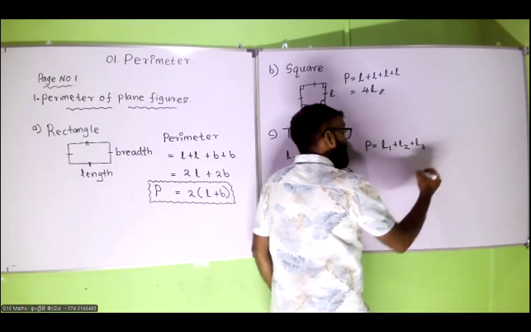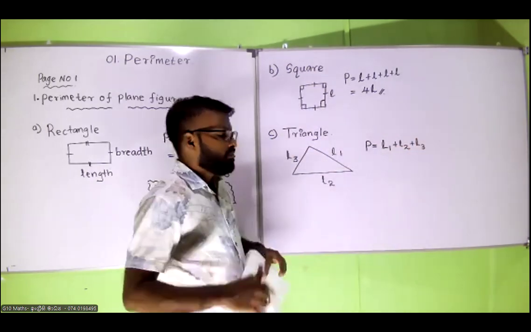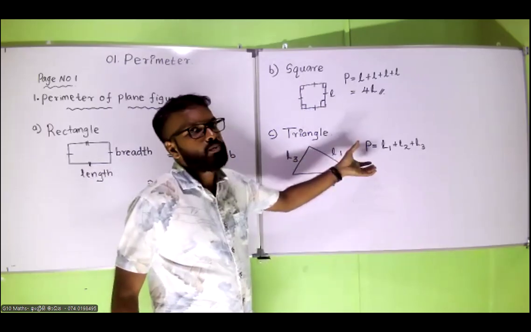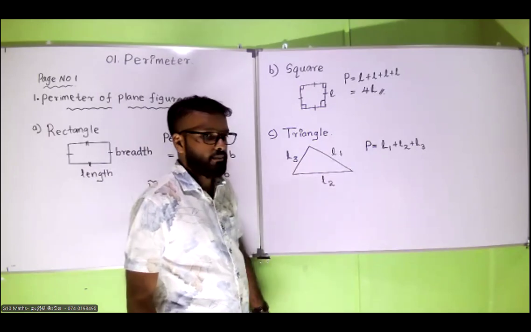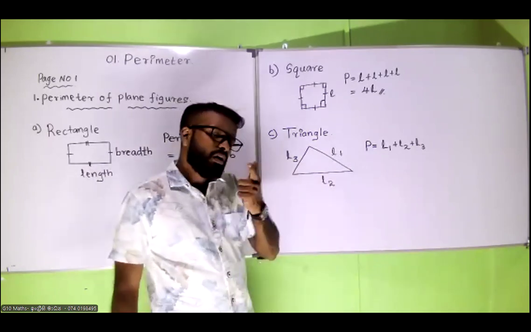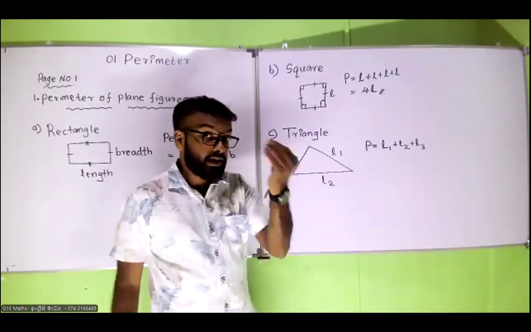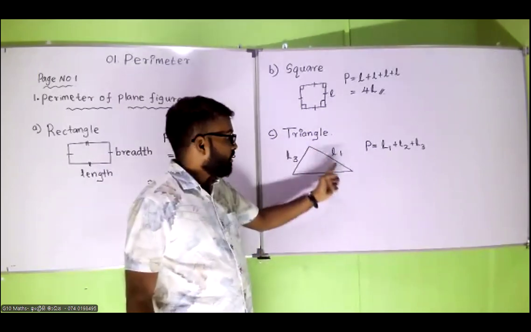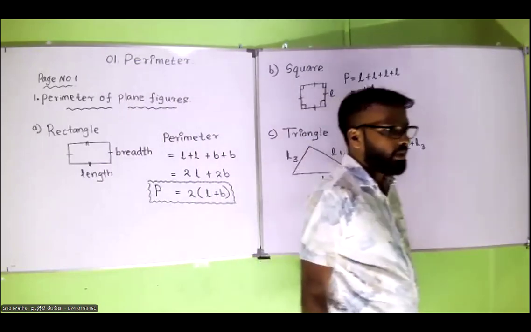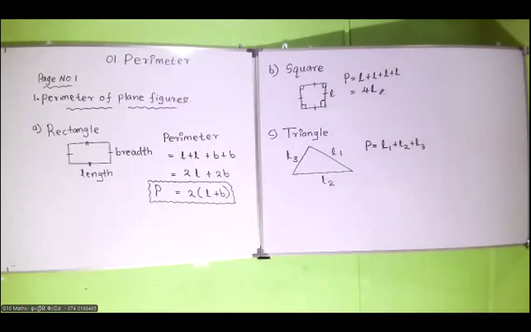Right. I am going to ask an extra question from this. What are the three types of triangles you can categorize according to the length of the sides? Can you tell me? Tell me.